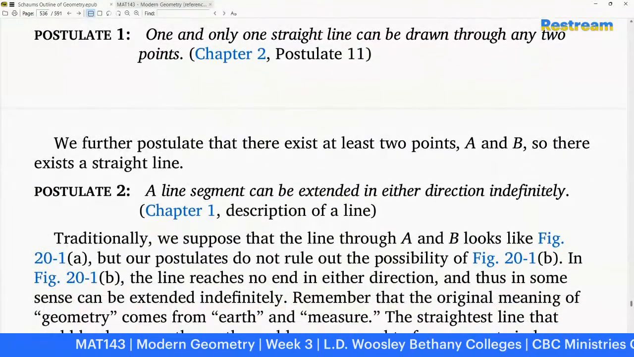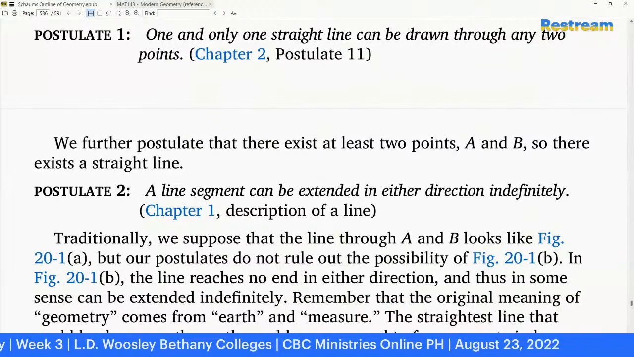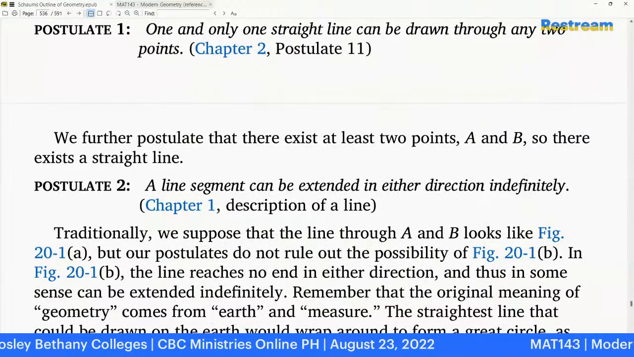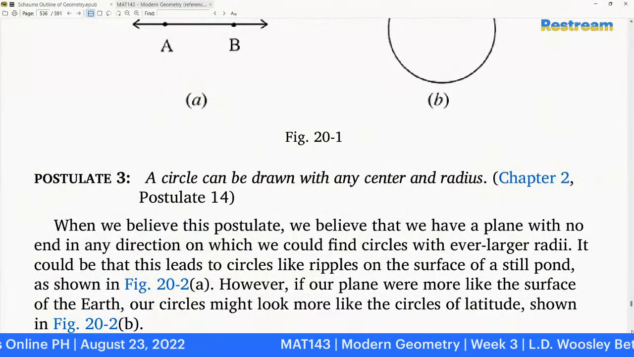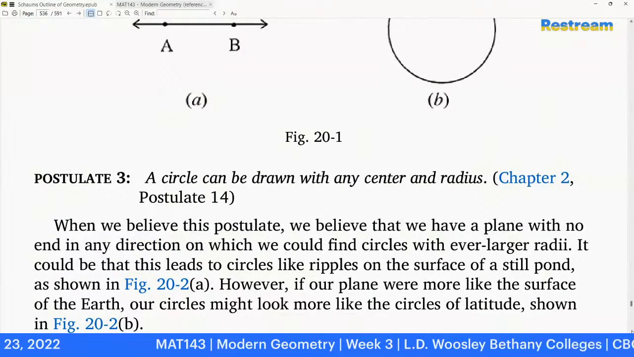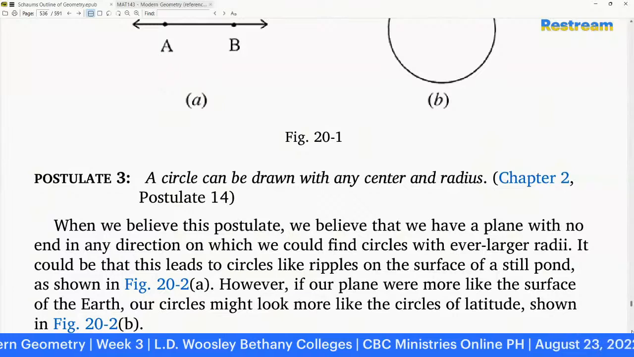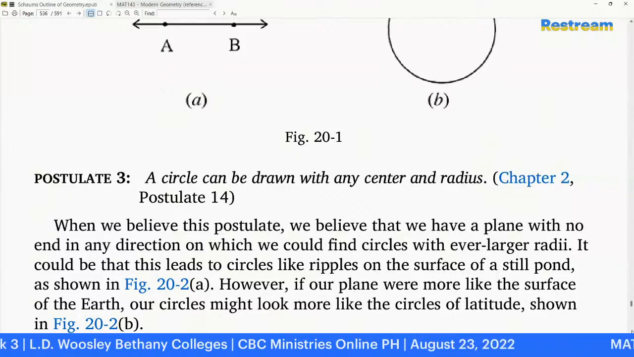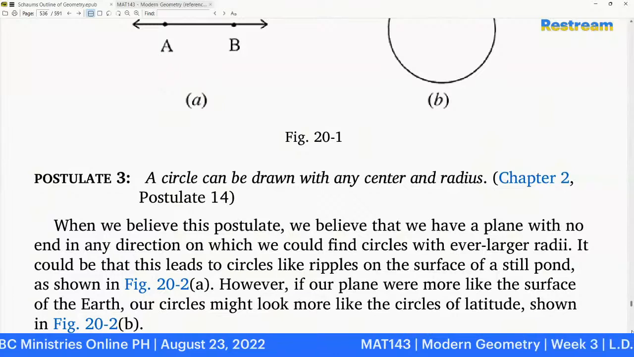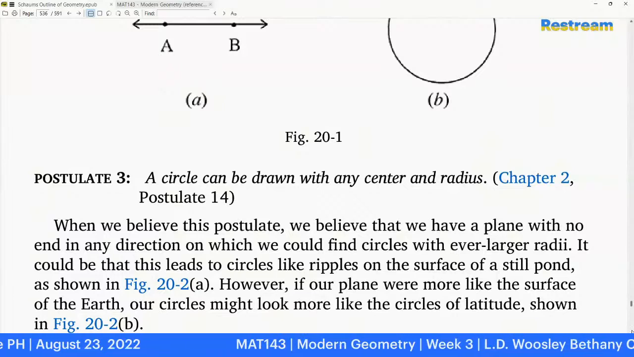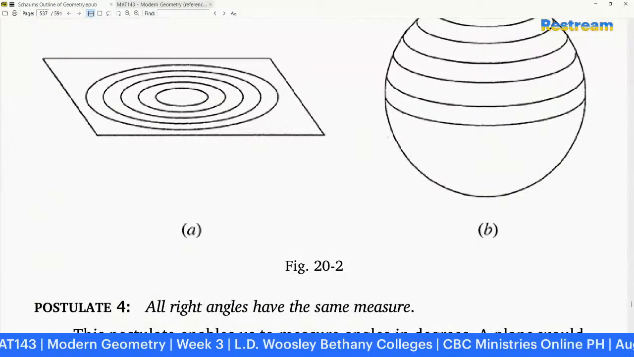No? Postulate 2, a line segment can be extended in either direction indefinitely. So pwede mo siyang i-extend in both directions. And then postulate 3, a circle can be drawn with any center and radius. So using your compass, we could always have a fixed point, the center, and extend it into a particular radius. And that would produce a circle.